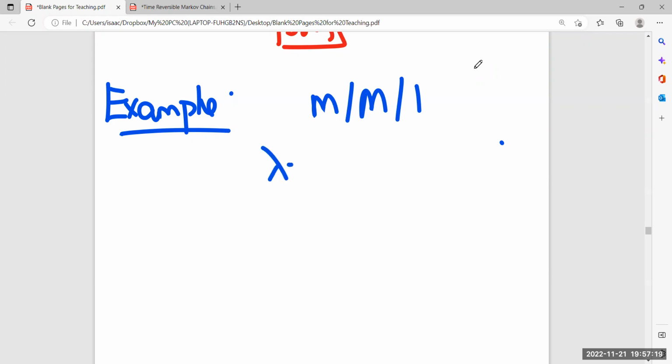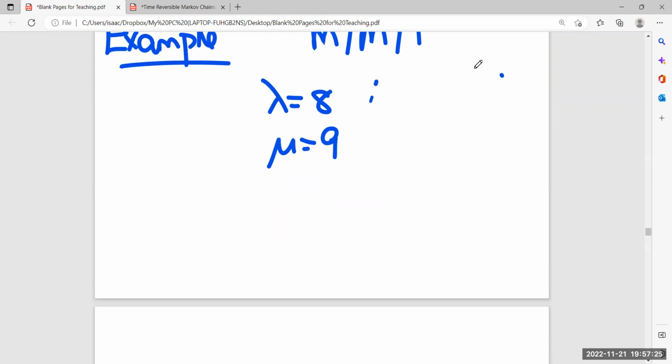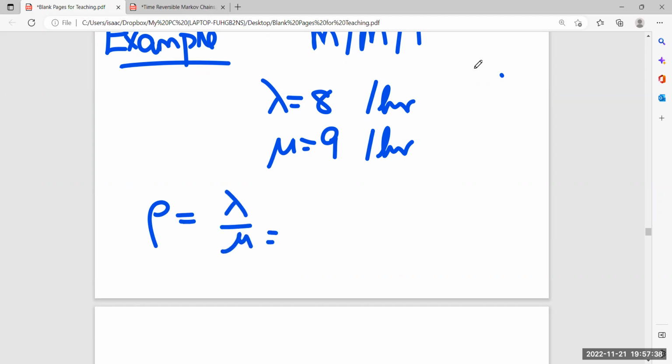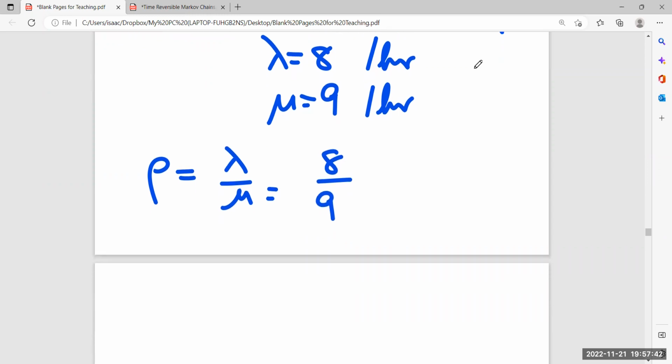So lambda is equal to 8 and mu is equal to 9. I'm saying 8 arrivals per hour and a service rate of 9 per hour. In this case, rho is lambda over mu, which is how we define rho. This is 8 over 9.